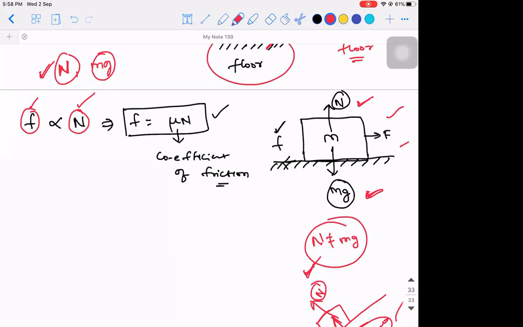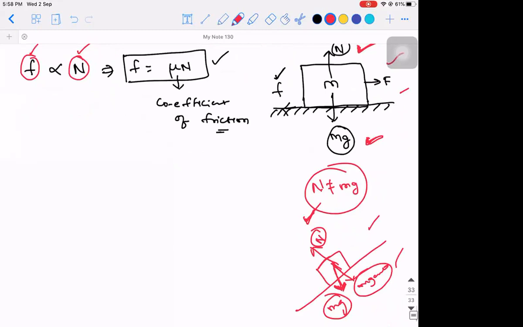It is not proportional to mg, because I have seen this mistake. That is why I'm stressing this point. Many of them start writing it as mu mg, just because they are comfortable with it. No. You should always write friction is equal to mu into N. And then only you need to find, for that particular case, the value of N in terms of the weight of the object. If the object is lying on the floor, yes, N is equal to mg, accepted. Whereas if the same object is lying on an inclined plane, N is no more equal to mg, rather it is equal to mg cos theta.